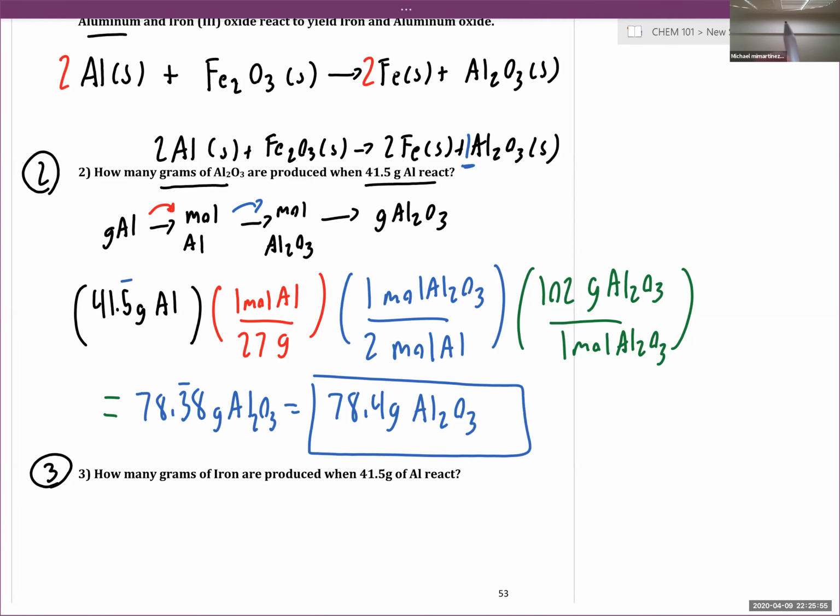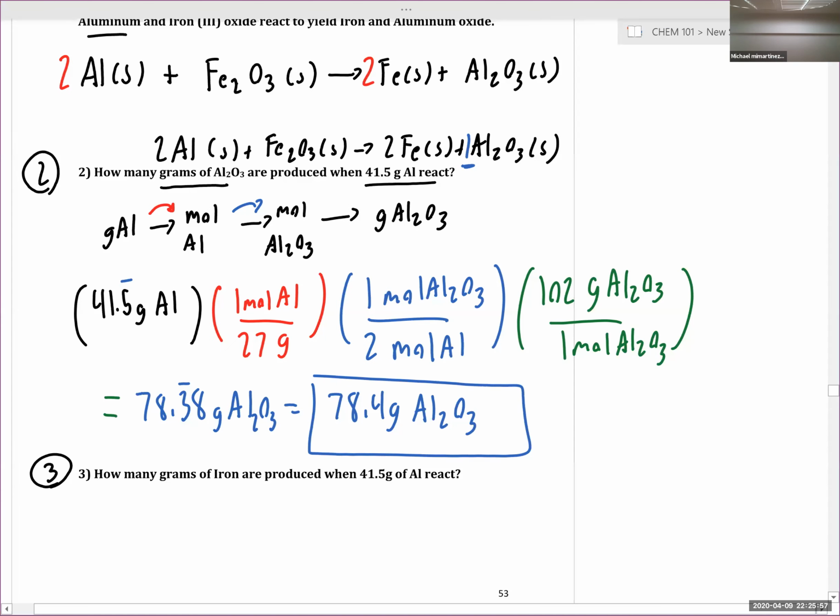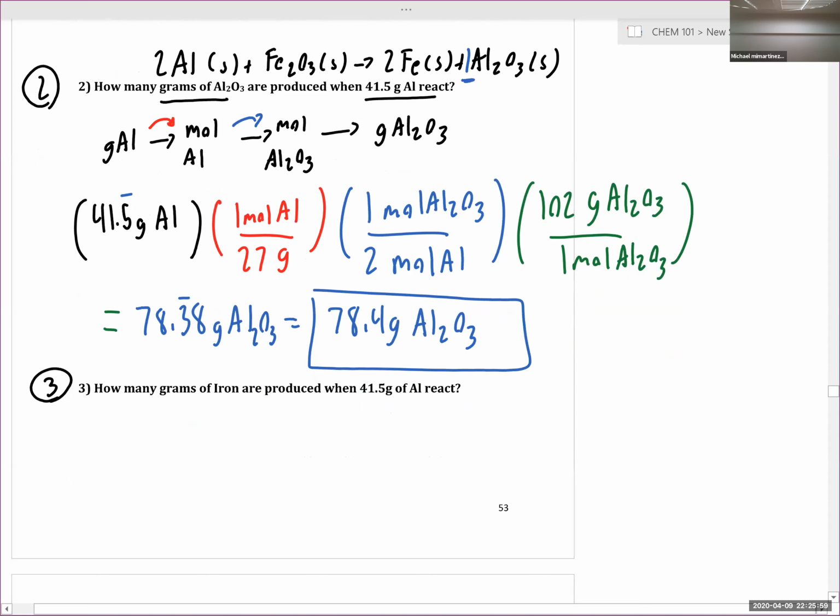So let's tackle the next part of this question. And I really want us to be practiced with this, as stoichiometry is really fundamental towards the general chemistry sequence. We're next asked to calculate the grams of iron produced when 41.5 grams of aluminum react.